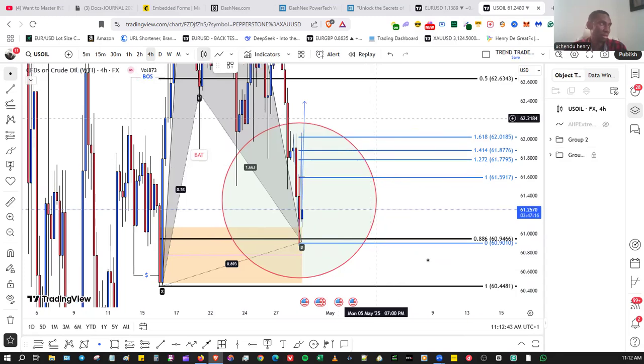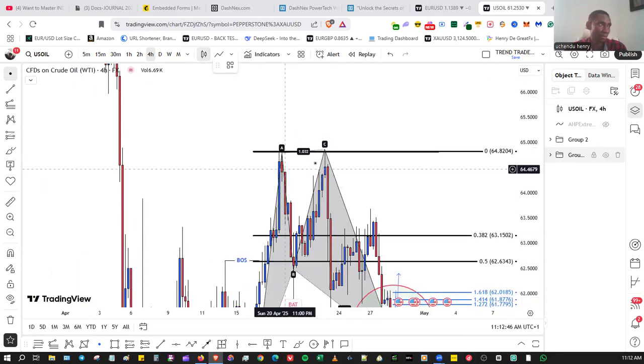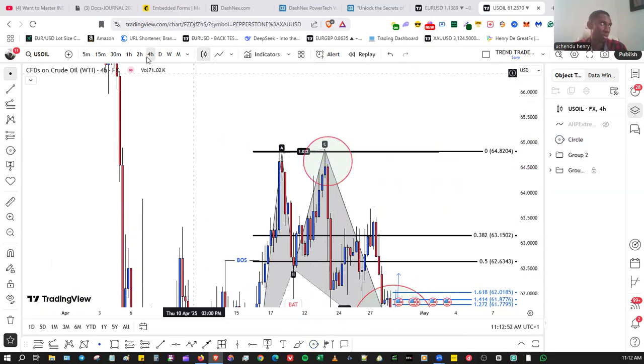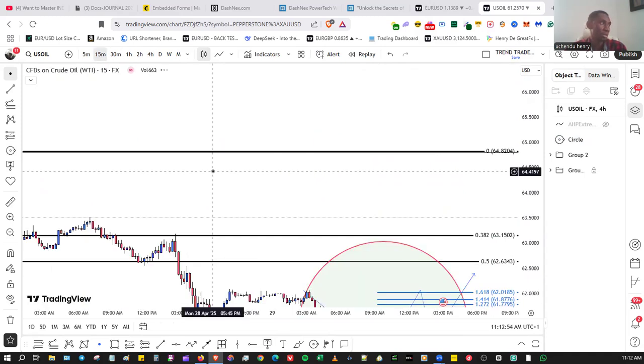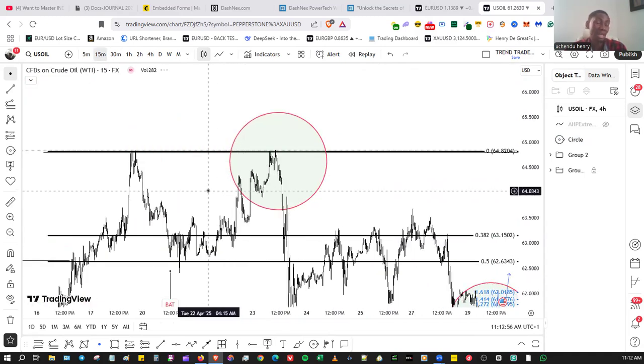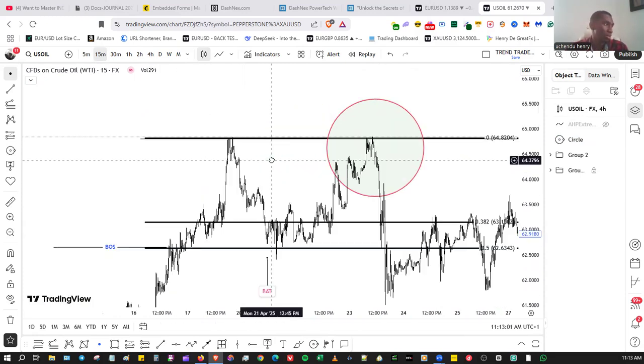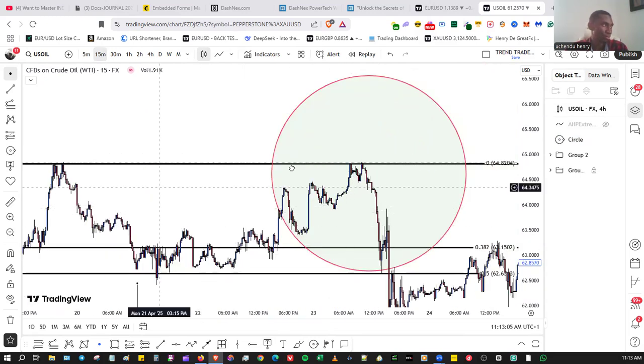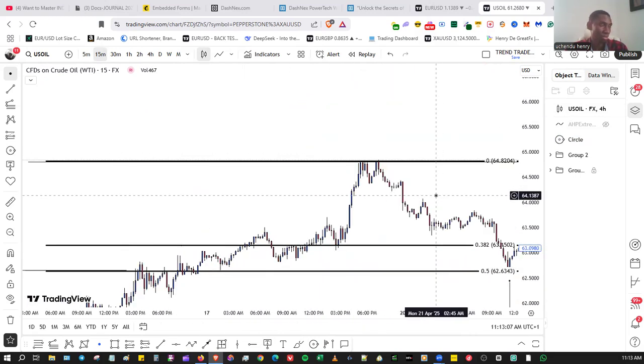So let's look at this point. Let's look at this high here and see if we have such formation on the lower time frame. Let's see. Remember, valid harmonic patterns come first among all of these. So let's look at this. Let's start from this one as well.